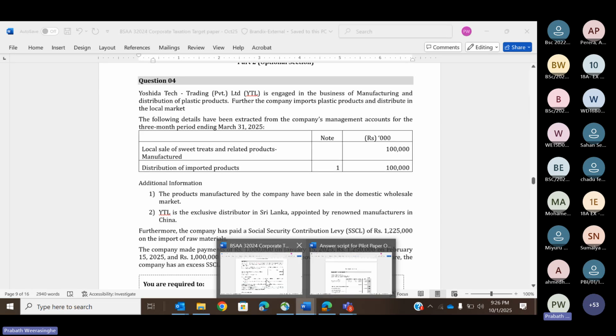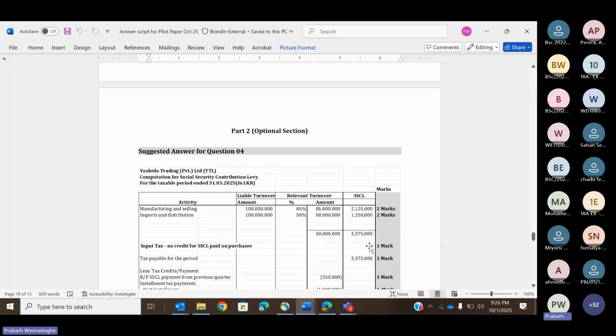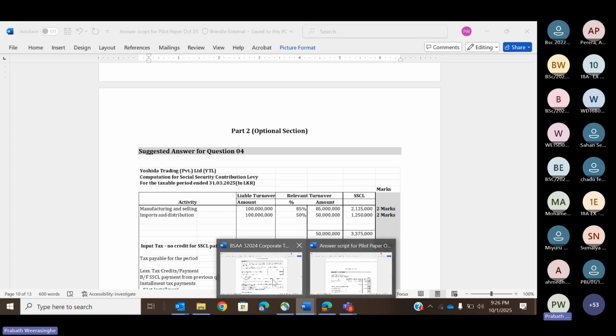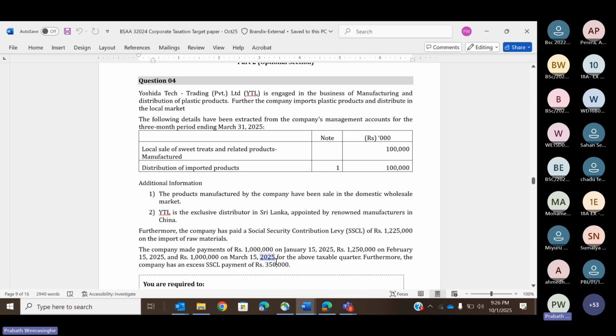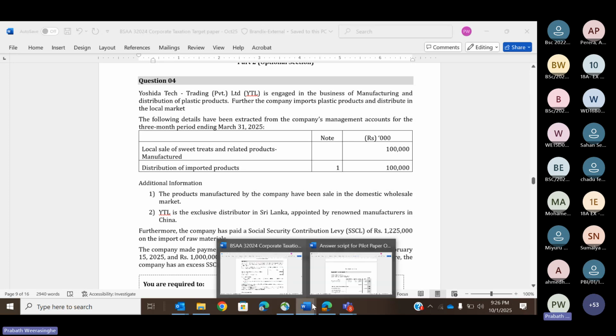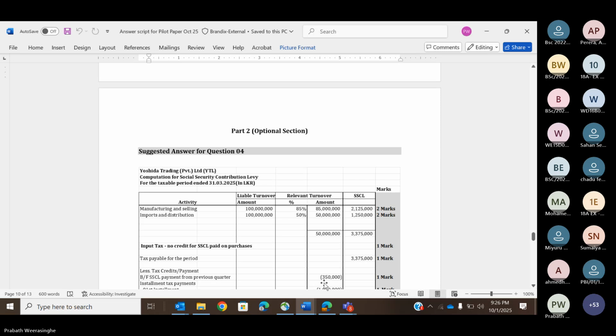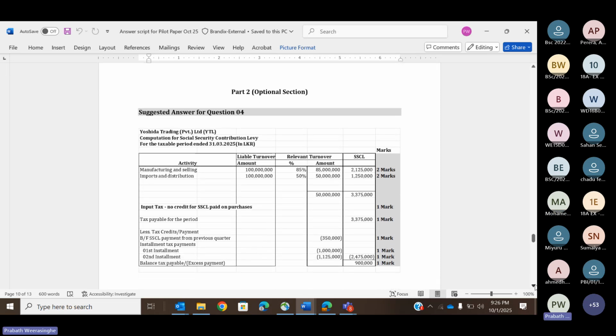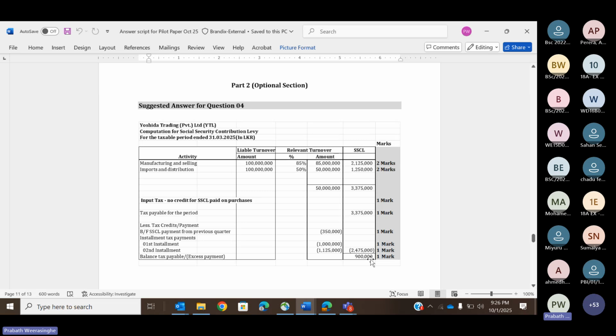It is not a deductible expenditure, but a deductible credit. And then the balance SSCL for the year is brought forward from the previous period. I think it's there, yes, 350. So you can consider it as a tax credit, and the installment payments for the relevant period. After deducting those, you get the balance SSCL liability for the period.